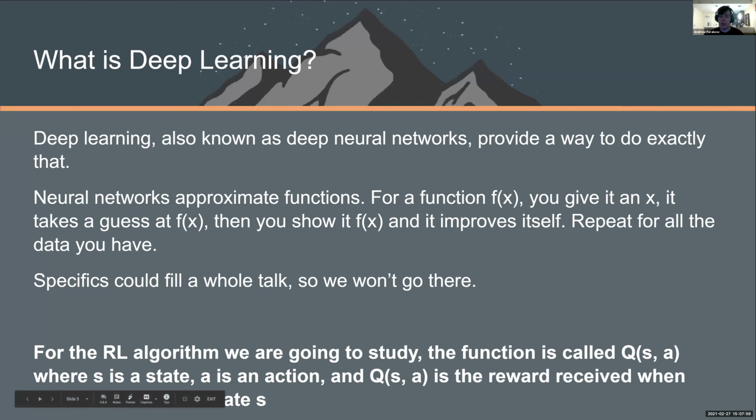So for the RL algorithm we're going to study, the function is called Q of S, A, where S is the state and A is the action. And Q of S, A is the reward received when the action A is taken in state S. We're trying to refine that function so it gives us accurate values, and then we can choose the action that has the best reward.